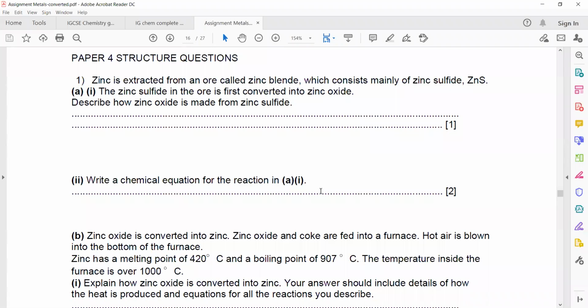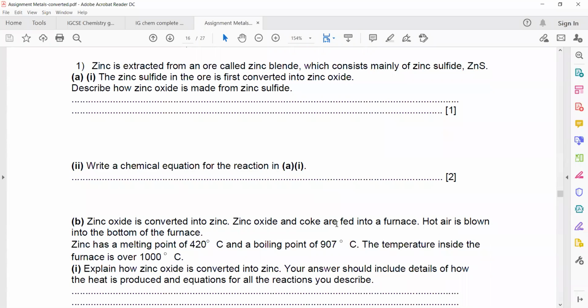The next part: write a chemical equation for the reaction in A1. What is the reaction in A1? The zinc sulfide reacts with oxygen to give zinc oxide plus sulfur dioxide. Why are there 2 marks here? Because 1 mark is for the correct reactants and products, and the second mark is for the balanced equation. So the equation should be balanced. You should always write a balanced equation.